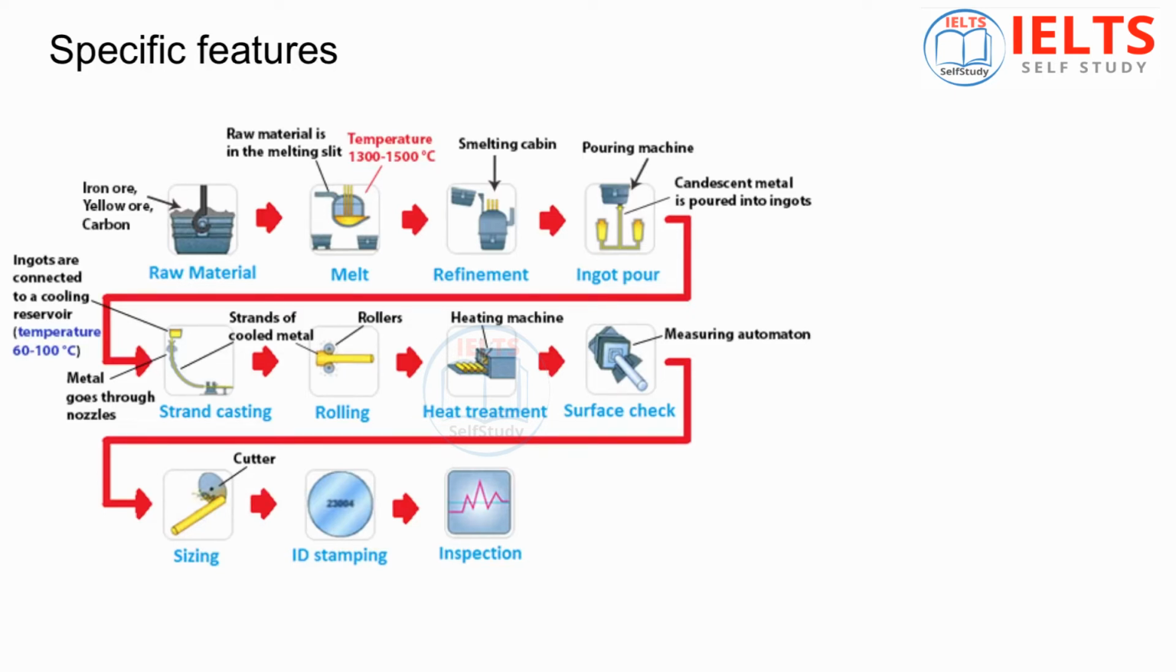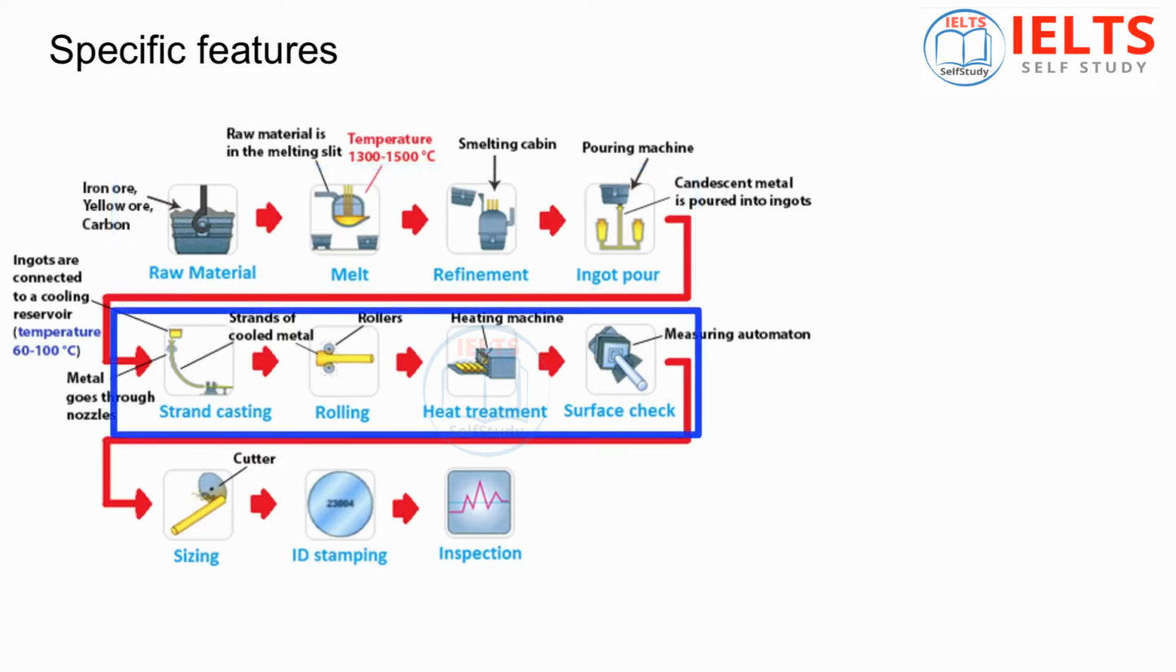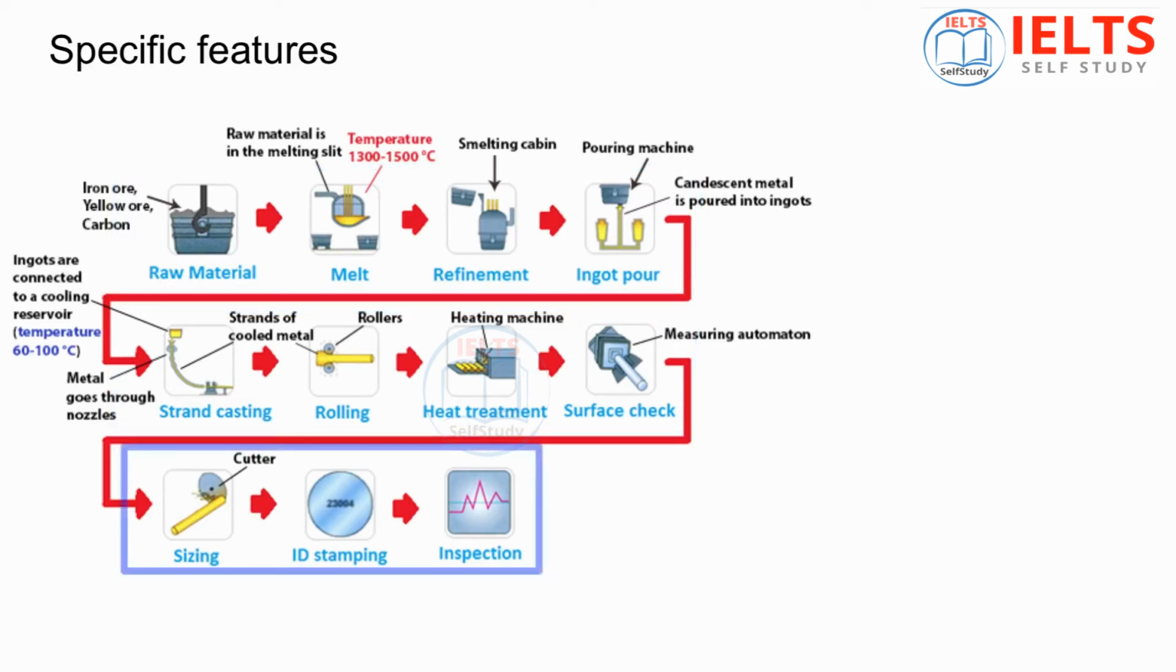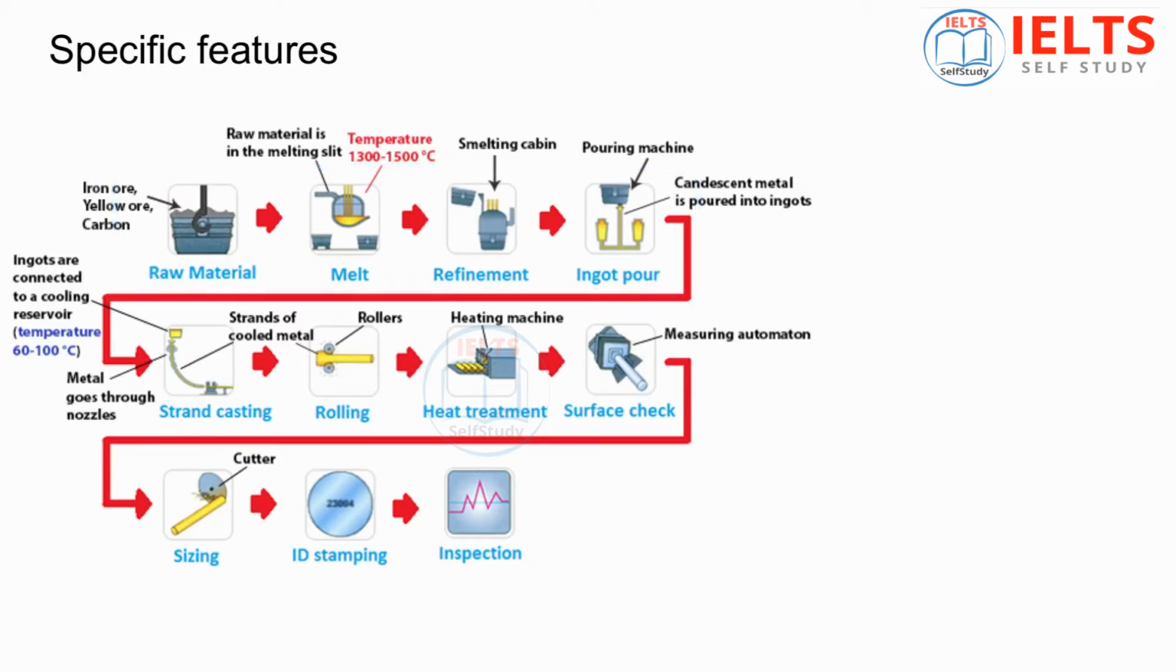Now let's see how I wrote the specific features. I decided to divide the specific features into 3 paragraphs, so that the first paragraph writes about the first 4 stages of our process. The second paragraph writes about the next 4 stages, and the last paragraph writes about the last 3 stages. Now, I will explain to you how to describe each stage of our process. Let's take a closer look at the first 4 stages.